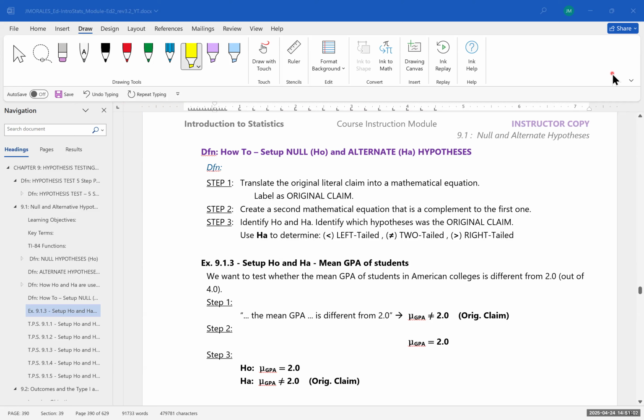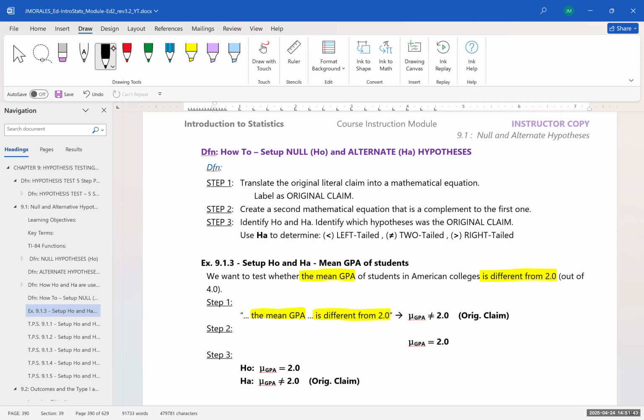So let's look at this first example going through all three of the steps. We want to test whether the mean grade point average of students in American colleges is different from 2. So step one is to translate the original literal claim into a mathematical equation and label it as the original claim. So the part we're going to pick out of this is the mean grade point average is different from 2.